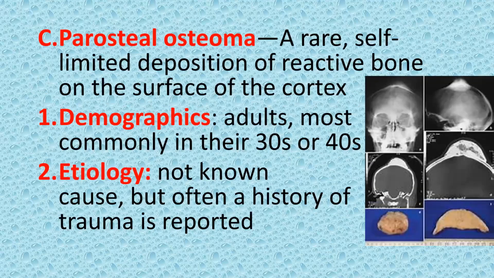Another tumor, which is benign, is parosteal osteoma. It's a rare, self-limited deposition of reactive bone on the surface of the cortex. Adults are most commonly involved, between 30 and 40 years, and the etiology is not known. Some say it could be related to trauma, and this subperiosteal hematoma changes into bone.